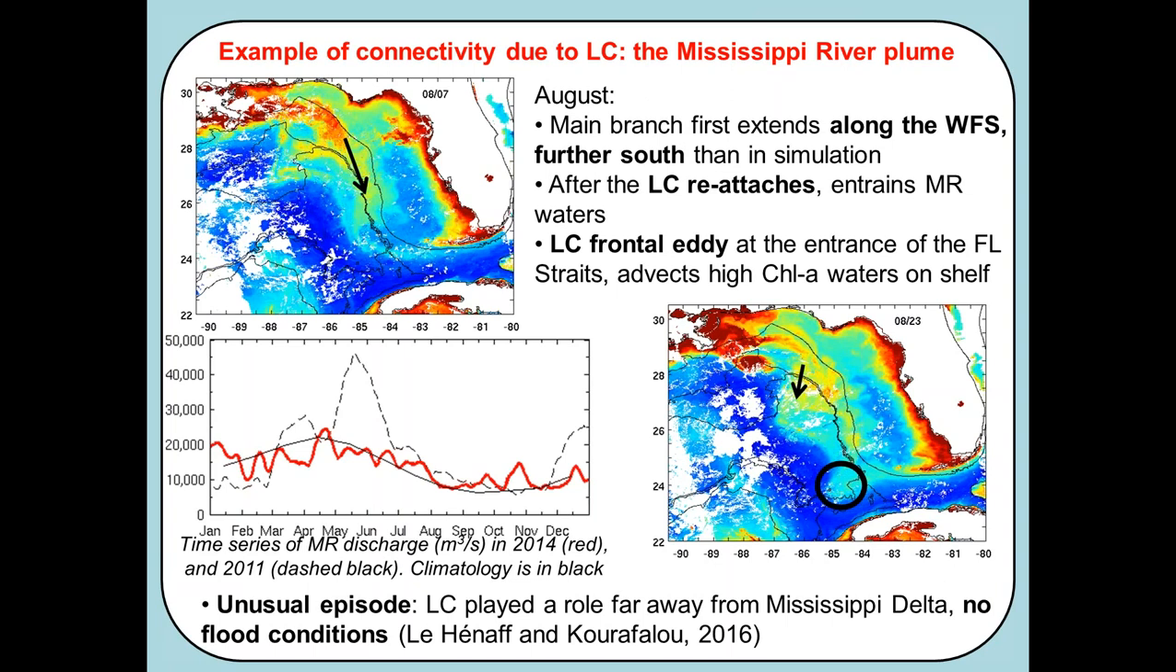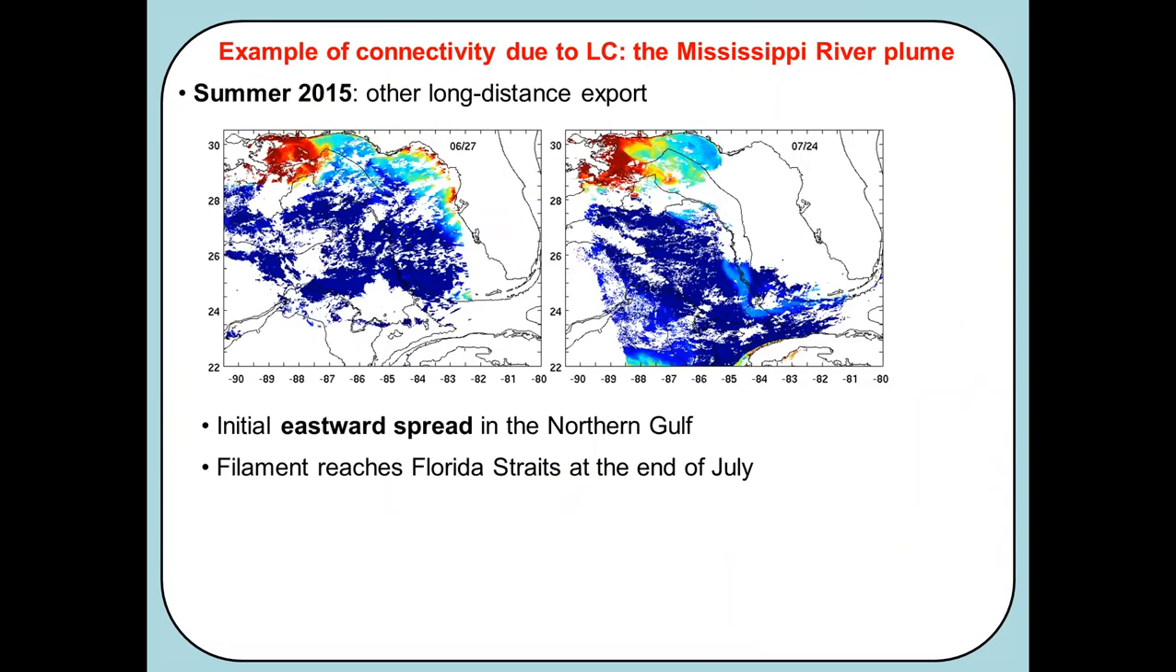And another unusual aspect of this event is that there was no flood of the Mississippi River that year. This is the river discharge in red here, very close to the climatology in black solid line, but very different from a typical flood year here in dashed lines. Those results were presented last year and they have been published since. But then in the following summer 2015, there was another episode of Mississippi River waters being advected towards the Florida Straits.